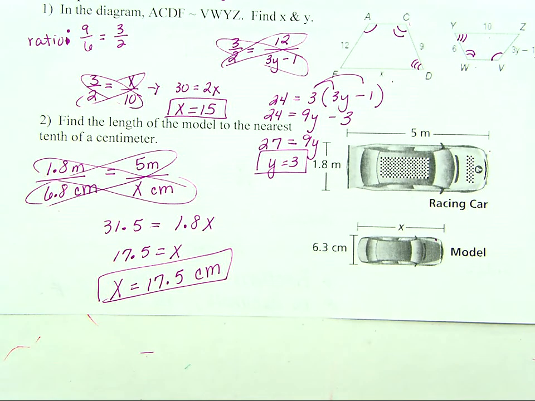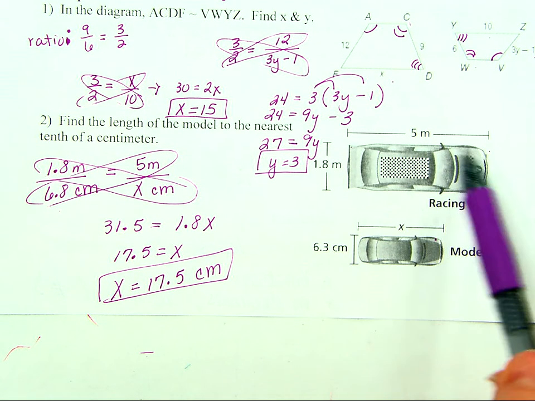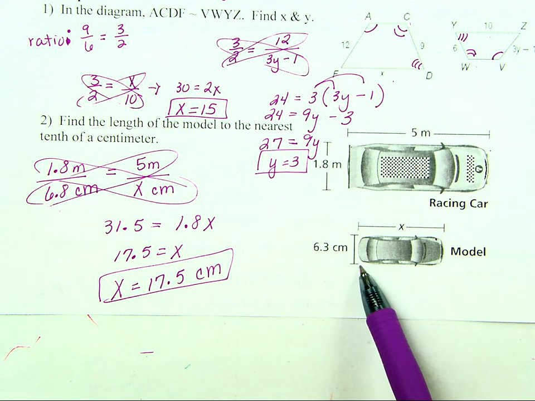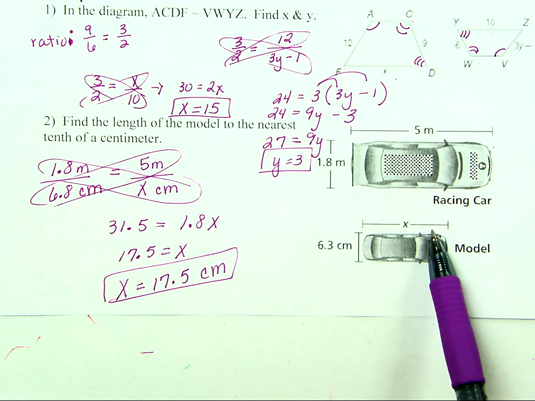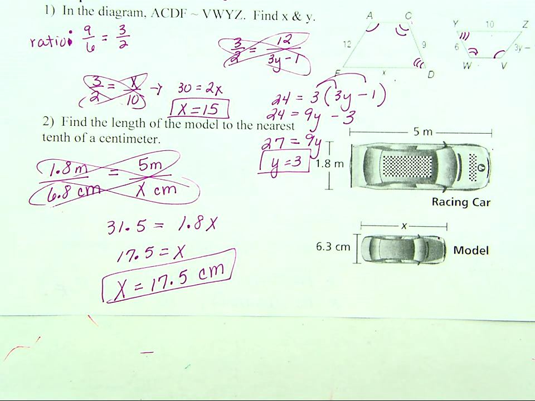Now that's not the only way that you could set that question up. You actually could set that up in another ratio. You could compare width to length, 1.8 meters to 5 meters, equal to 6.3 over x, and solve that way as well. You will end up with the same answer because your cross products end up being the same.